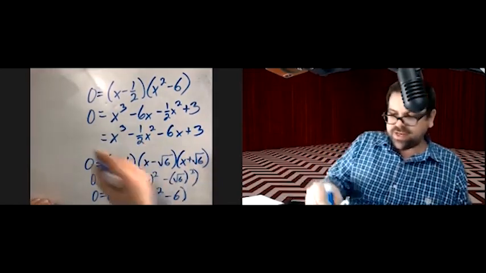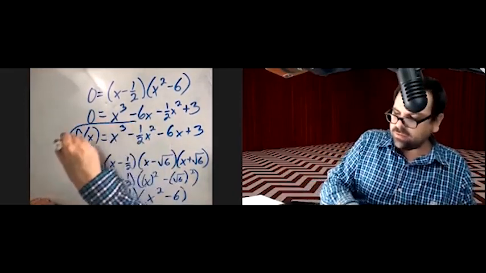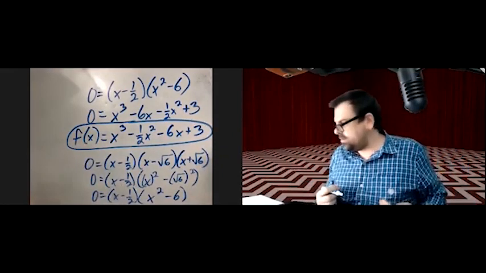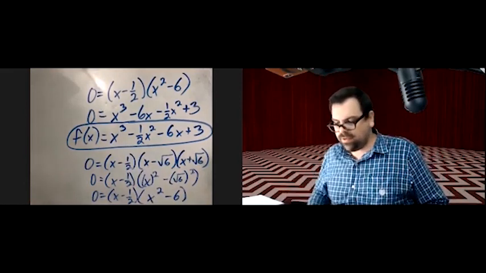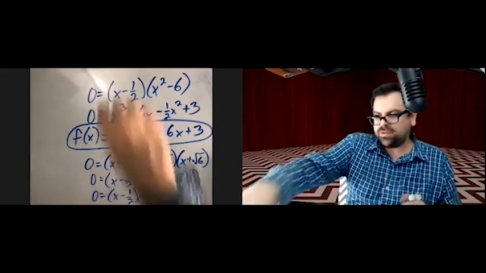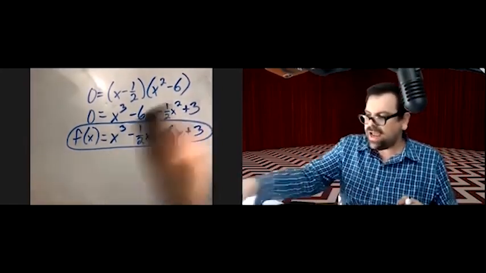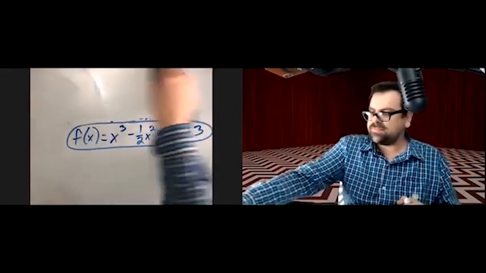And what would we have set equal to 0 here? We would have set f of x equal to 0. And there we go. We just created a polynomial f of x of degree 3 that has the zeros 1/2, radical 6, and negative radical 6.